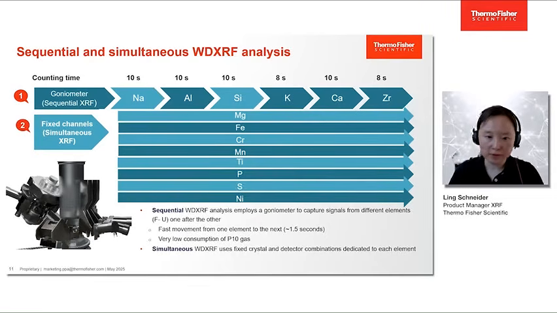For a combined goniometer and fixed channel configuration, we recommend using fixed channels to analyze trace elements for the optimal sensitivity. In this example, you can increase the counting time to 56 seconds for a single element in the fixed channel configuration. In addition, we selected the goniometer in this configuration to analyze sodium. This is because our goniometer is capable of measuring sodium in the sequential XRF method. With both sequential and simultaneous technologies, we can optimize the results based on your application requirements.